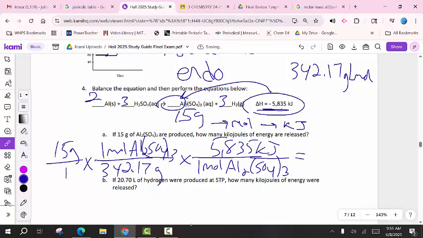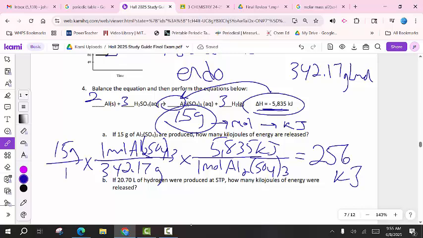So the way the reaction is written is that much energy is released for 1 mole of aluminum sulfate, but I don't have a mole. I have a little less than a mole. So this calculation is going to help us proportionalize how much it would be. So I'm going to do 15 divided by 342.17, and then I'm going to multiply by the delta H, 5,835, and I get 256 kilojoules of energy.